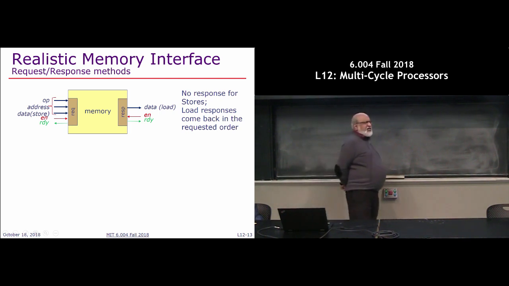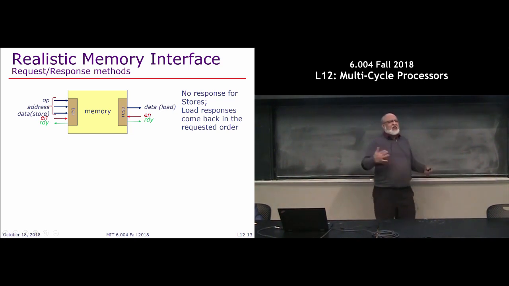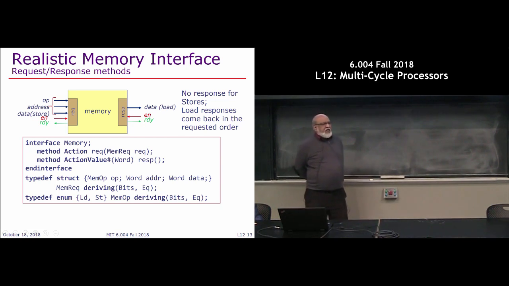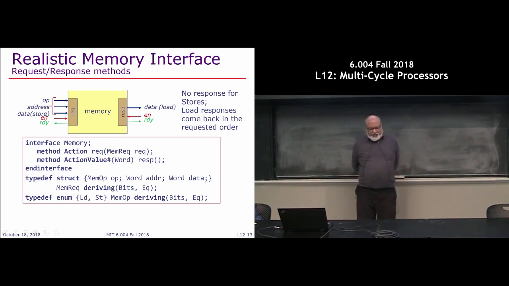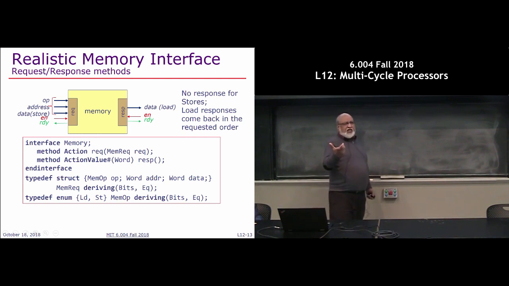And we'll assume stores generate no response, because a store is just doing a side effect on this memory module. It goes inside and updates some word inside it. So the interface for the memory is simply two procedures. It's an action method, which is a request, where you are submitting a request to it, and then a response method, which is an action value method because it also returns some value, right?